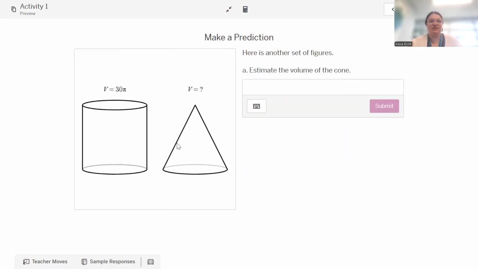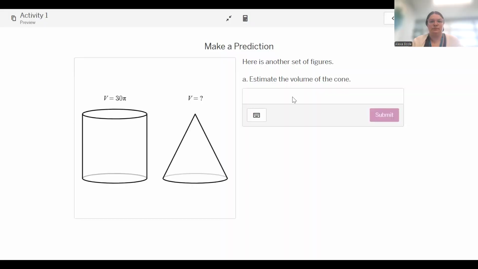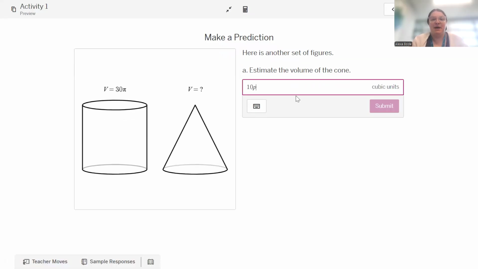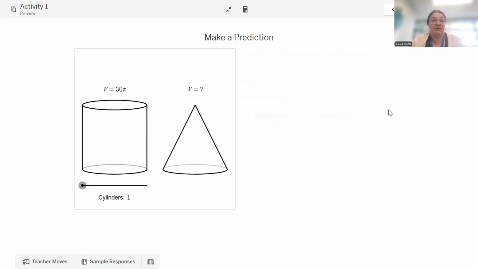Now this one says, here's another set of figures. We have the cylinder and a cone that has the same radius and the same height as the cylinder. Estimate the volume. What do you think the volume might be, based on the fact that the last one went from 24 pi down to 8? If you guessed 10 pi, you are correct.